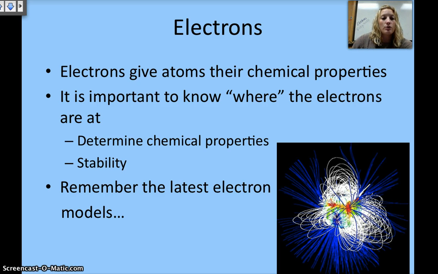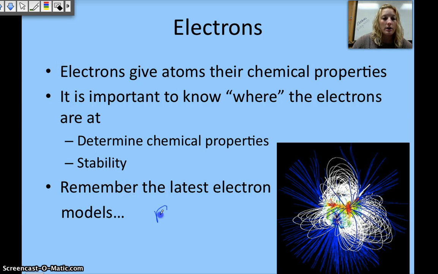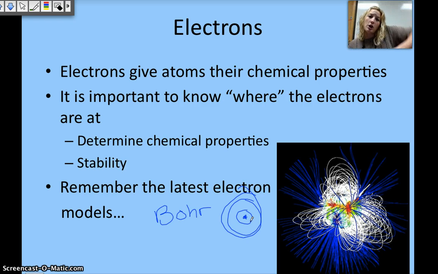So as we go through this, remember those latest electron models. We went over these in the last video, and we talked about how Mr. Bohr, that boring dude that's not really boring, those cool chemistry old dudes, came up with the model that said electrons are at fixed distances in the atom. And we also had that electron cloud model. Okay, so we're going to kind of combine some of those ideas to understand where those electrons are at, yo.